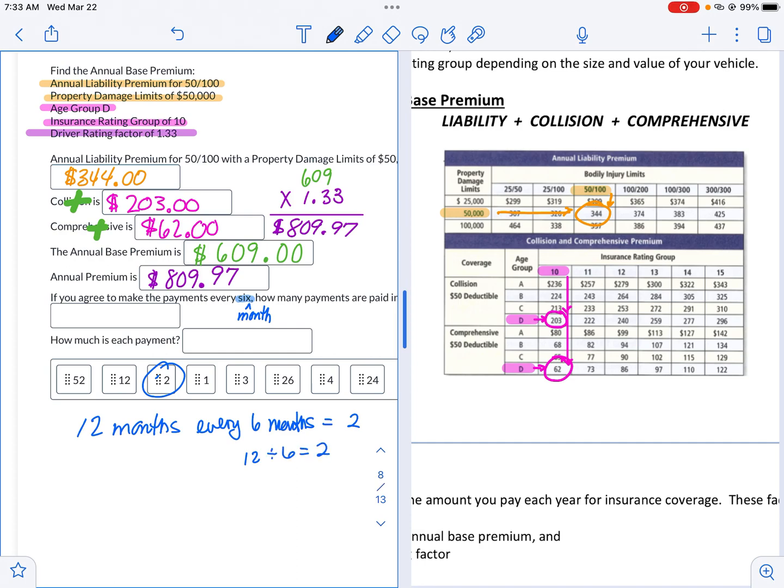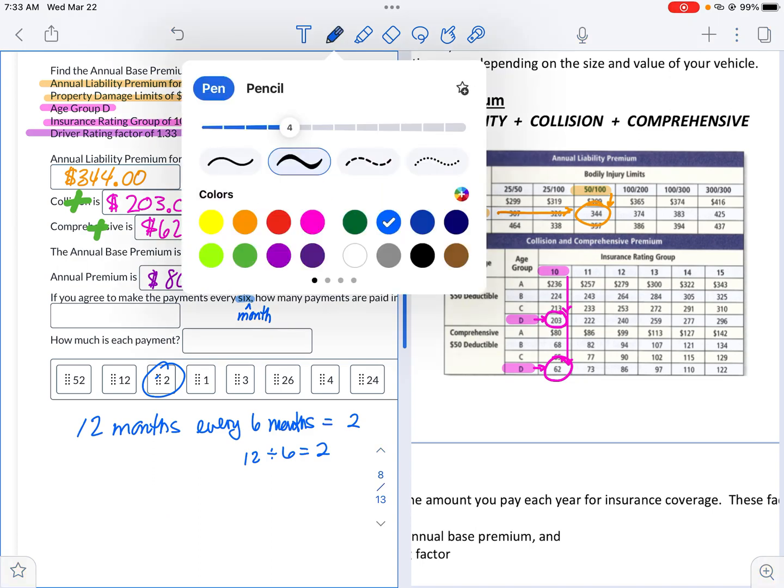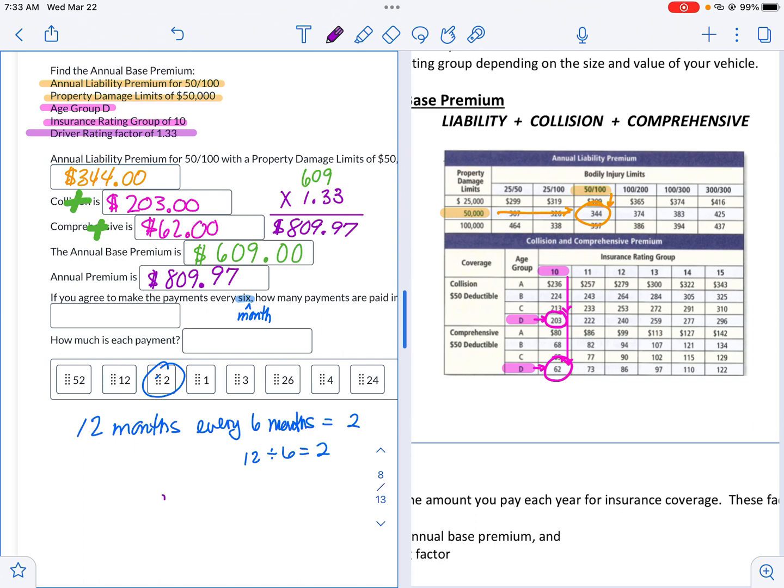So now we're going to take $809.97 and we're going to divide it by 2. And I think we get that. Let's find out. Divided by 2. 404.99. Lost so much from my mental math.